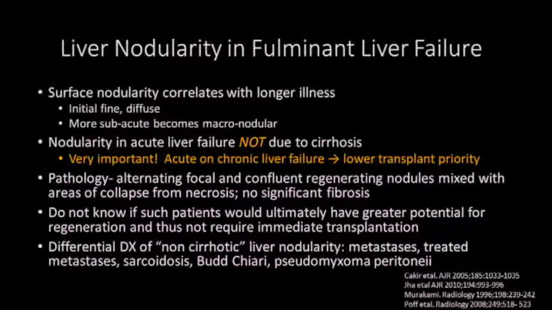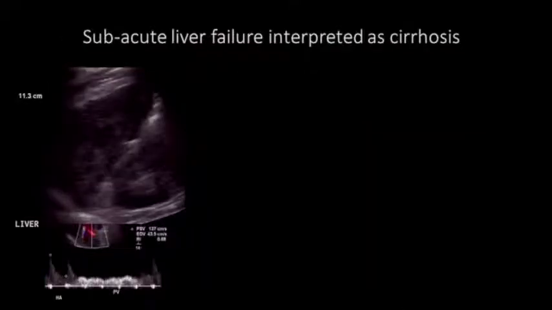In addition to cirrhosis, there is a differential of nodular livers which aren't cirrhotic to keep in mind. Metastases can cause this, treated metastases, sarcoidosis, Budd-Chiari, and pseudomyxoma peritonei. So these are other etiologies to keep in mind for a nodular contour that is not cirrhosis. Let's look at some of these patients.